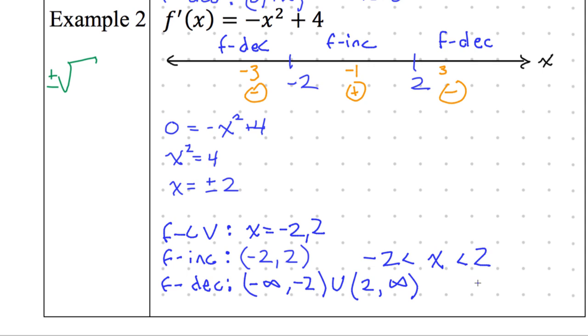It would be... would this one have a union as well? It would, yes. So would it be x is less than -2, union 2 is less than x, or x is greater than 2? Greater than 2. Yeah, there you go. Perfect. Well said.